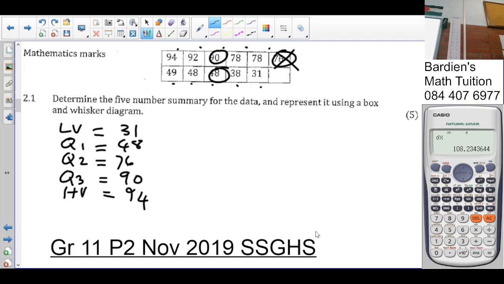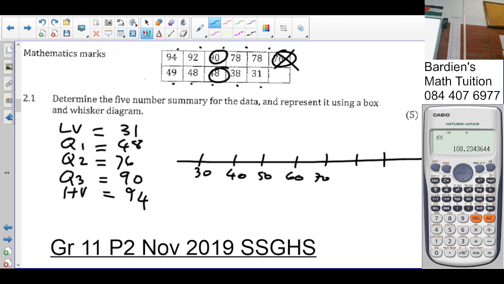Okay. So what we do is we draw this on the scale. It must be on the scale, right? So it goes 30, 40, 50, 60, 70, 80, 90, 100, of course. The lowest value gets a dot, so 31 gets a dot. And the highest value is 94.